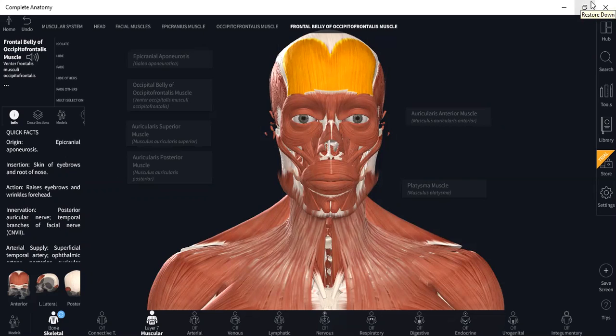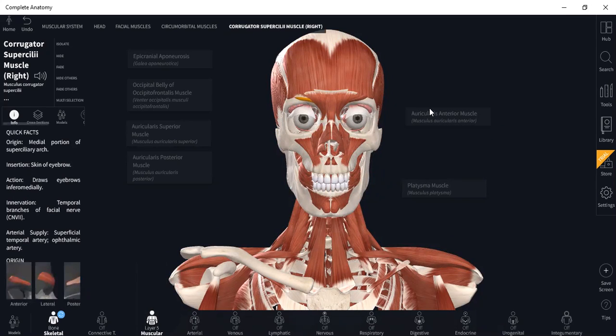So today we need to go over and identify some of the facial muscles. This is the frontalis muscle, and it will wrinkle the forehead. This is corrugator supercilii. It will move the eyebrows to the midline.